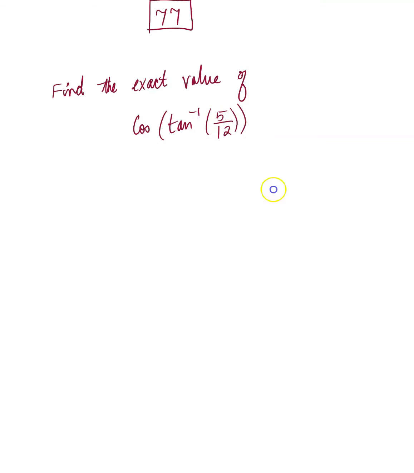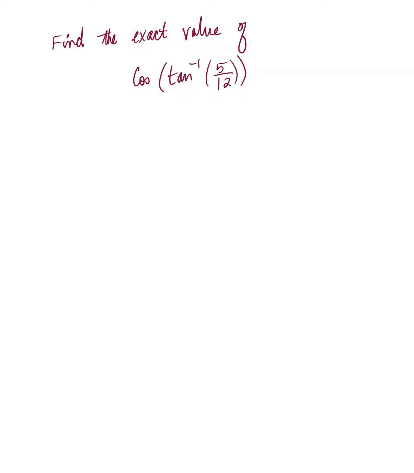Now we can have problems that ask us to find the exact value of two different functions, not sine and sine inverse, but sine and cosine inverse or cosine and tan inverse. How do we answer those questions? Let's take a look at this one. Find the exact value of cosine of tan inverse of 5 over 12. You can't use the properties to undo because they are not matching. It's cosine and tan inverse. But we have to now evaluate this, right?